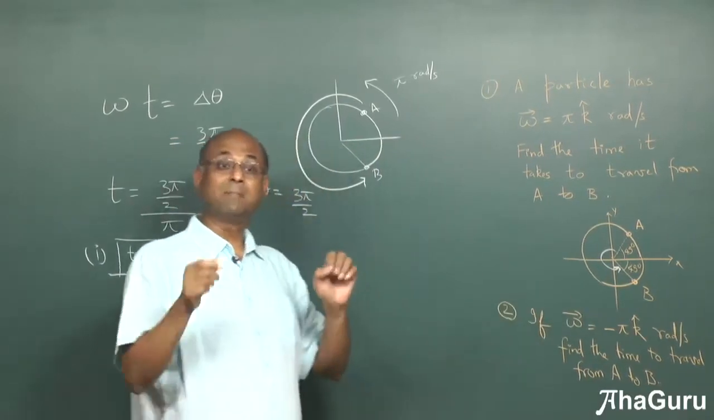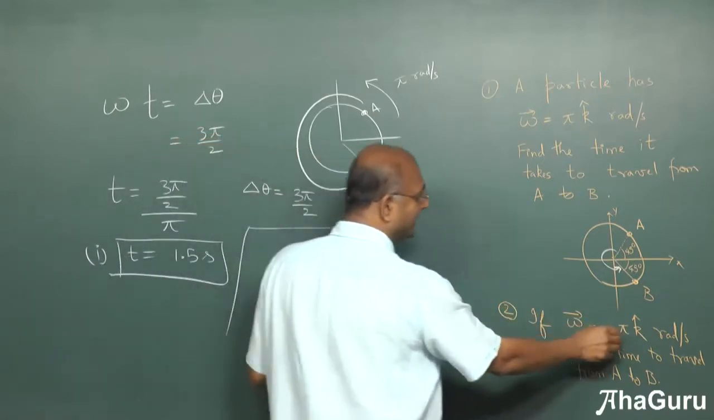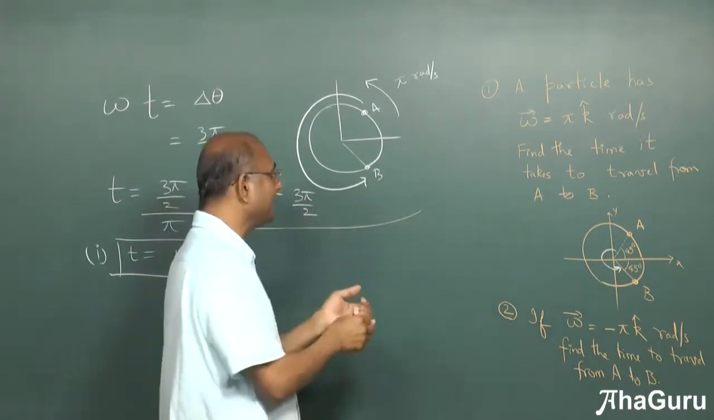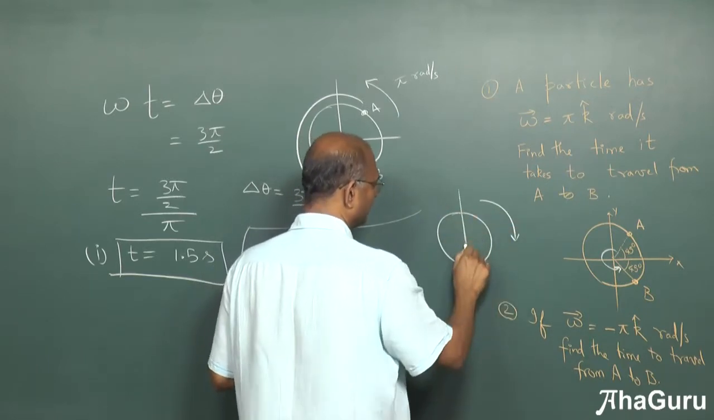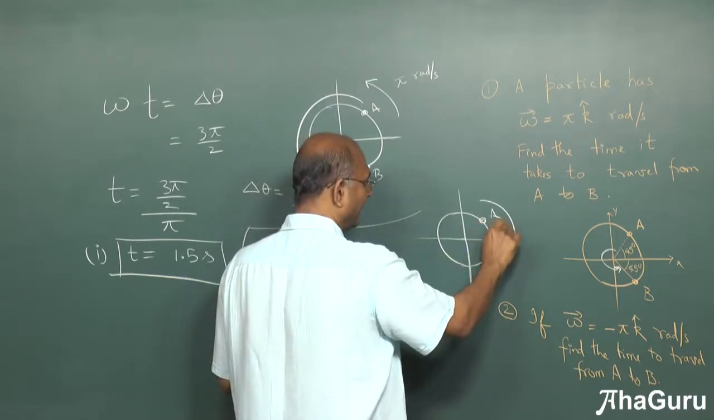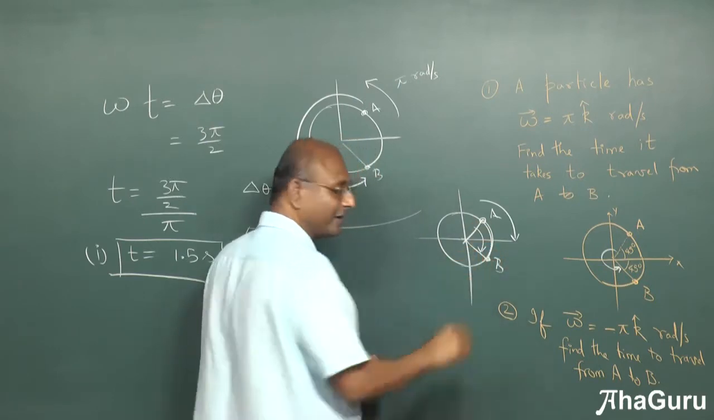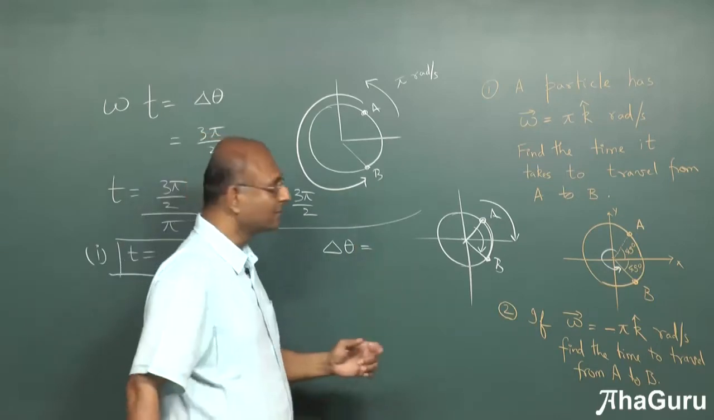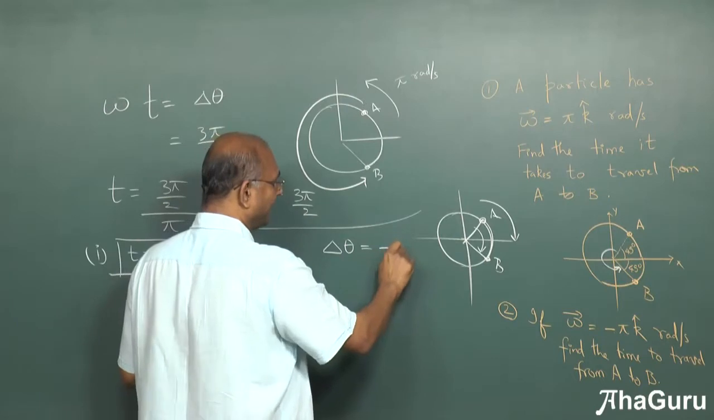But if omega is minus pi k cap, so for the second part, which way is it going? If it is minus pi, that means it is this way. And so that means omega is pointing in this direction. So now it is going like this, clockwise, right? And it is starting at A and it is going to B. So how much would its angular displacement be? Delta theta, how much is it? It is 90 degrees like this, which is minus pi by 2 radians.